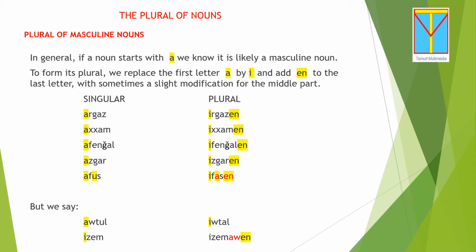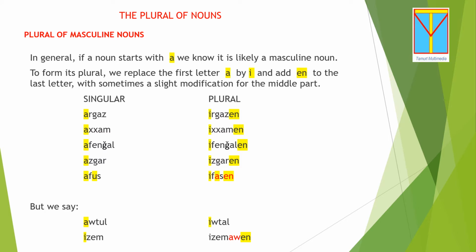The plural of nouns. Plural of masculine nouns. In general, if a noun starts with an A, we know it is likely a masculine noun. To form its plural, we replace the first letter A by I and add en to the last letter, with sometimes a slight modification for the middle part. So, for example, singular ergez, plural irgezen.